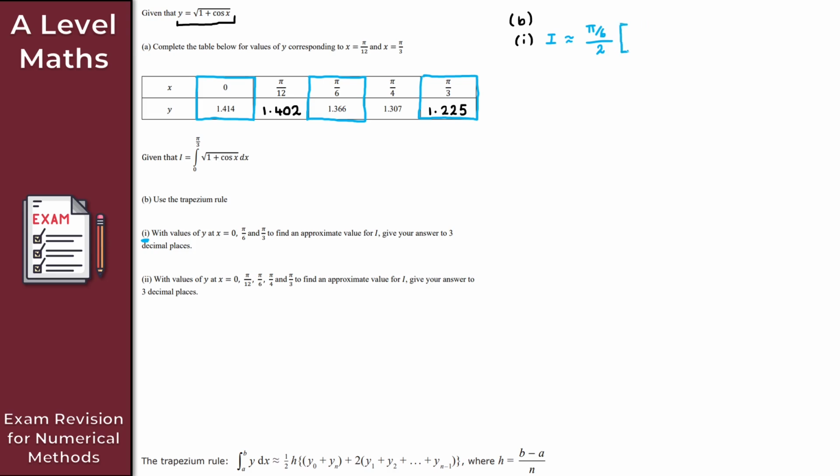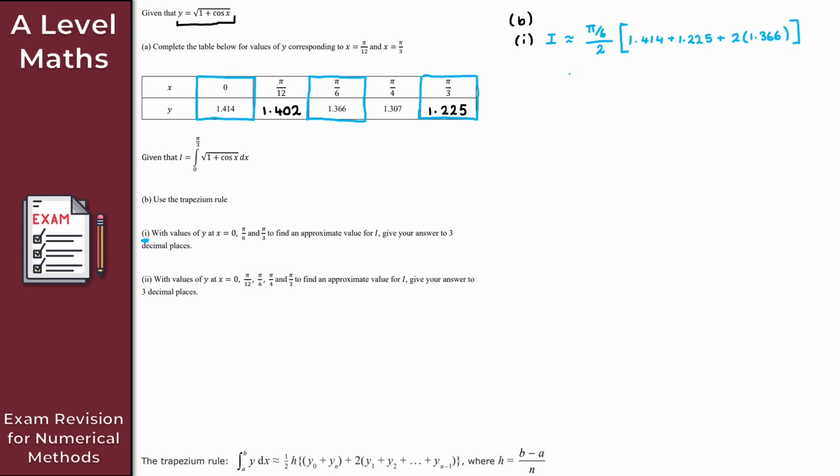We now times this by the first y value. That would be 1.414. We then add on the last y value here, which is 1.225. So plus 1.225. And then finally 2 lots of everything else, which in this case is just this single y value of 1.366. Okay, so 2 lots then of 1.366.